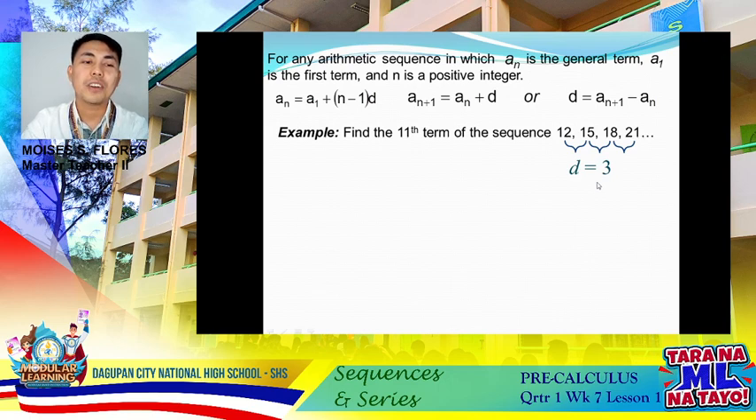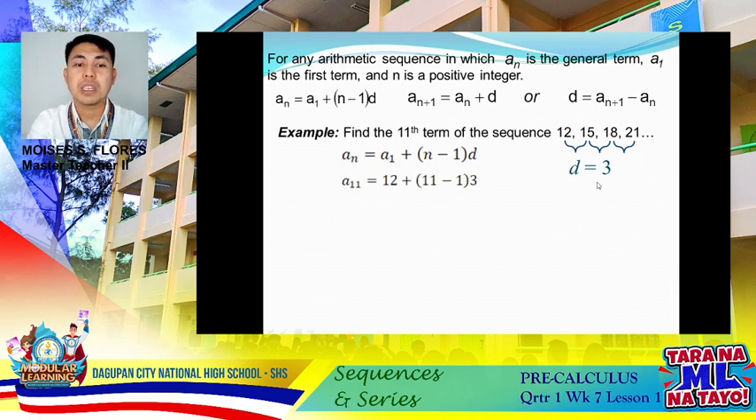From our formula a while ago, we have a sub n equals a sub 1 plus quantity n minus 1 times d. All we need to do is substitute from the given. Your a sub 1 there is 12, your n is 11 because it's the 11th term, and your d is 3. So there you have it.